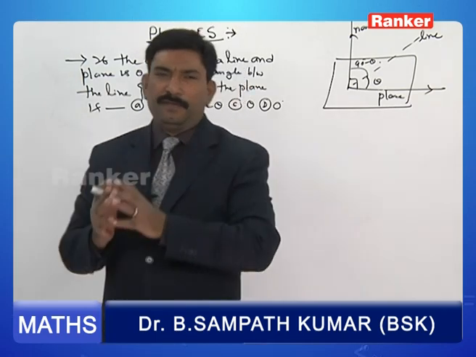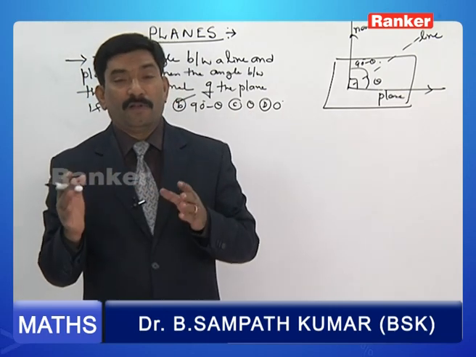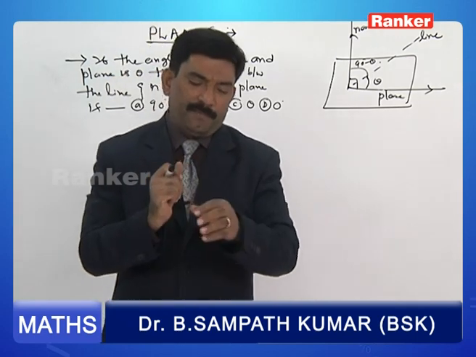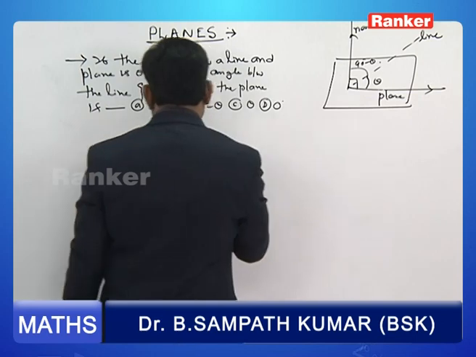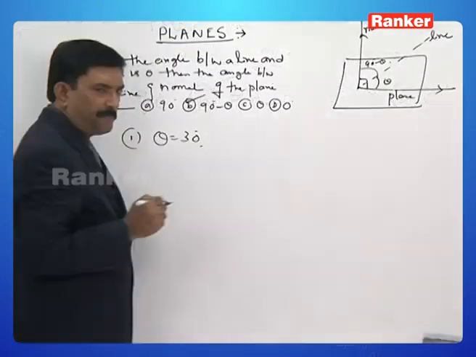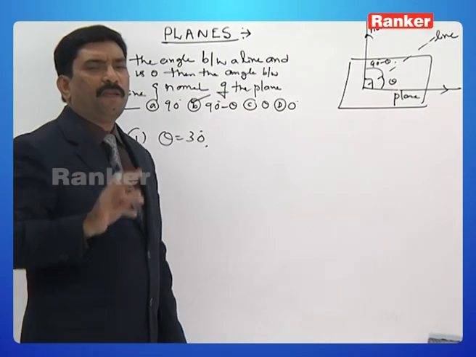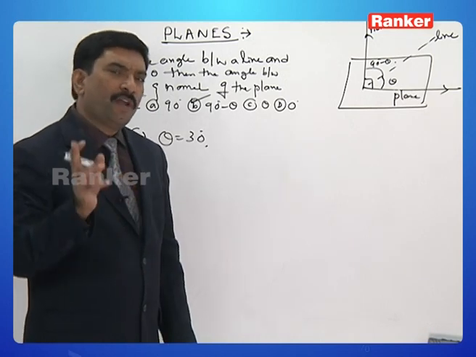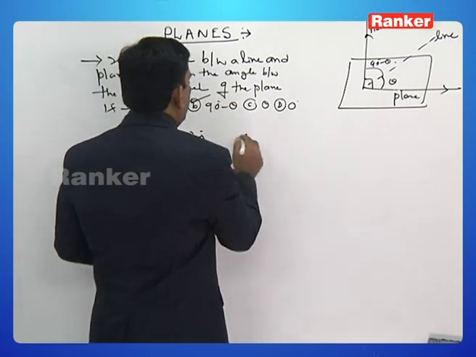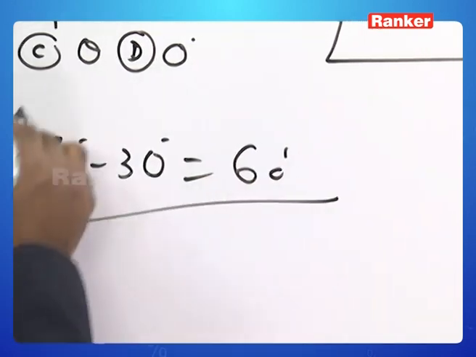This is how you can define the angle between a line and a plane, and a line and a normal. If the angle between a line and a plane is theta, then the angle between a line and a normal is 90 minus theta. For example, if I take theta is equal to 30 degrees, the angle between the line and the plane is 30 degrees, then the angle between the line and the normal is 90 minus 30, which is equal to 60 degrees.